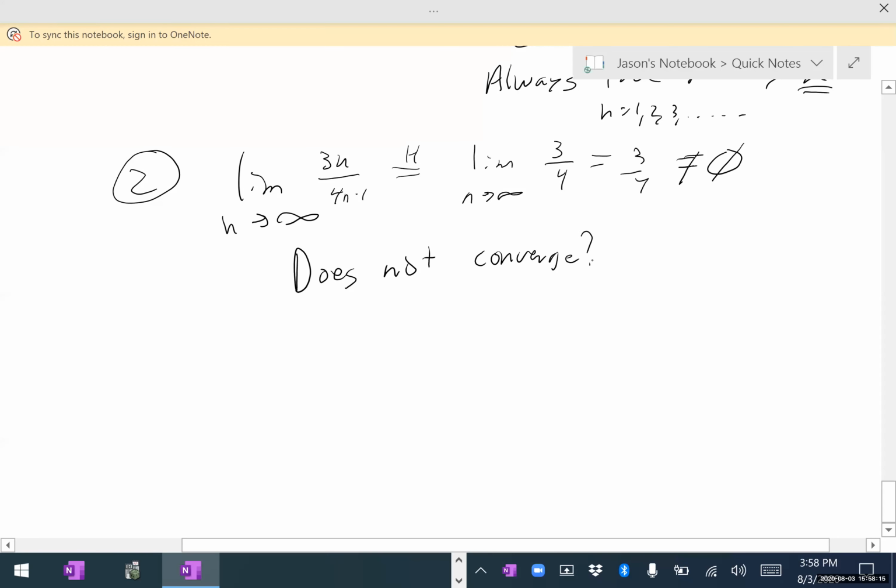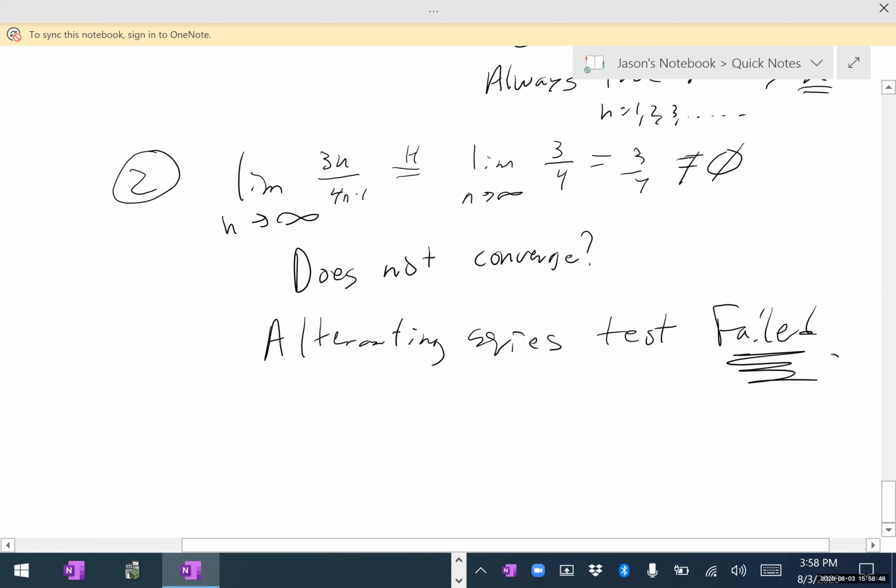Well, does it not converge? Do we know that it does not converge? No, we do not know that. We have not proven that this does not converge, well, yet. We just know that the alternating series test has failed me. It just means that was a bad test.